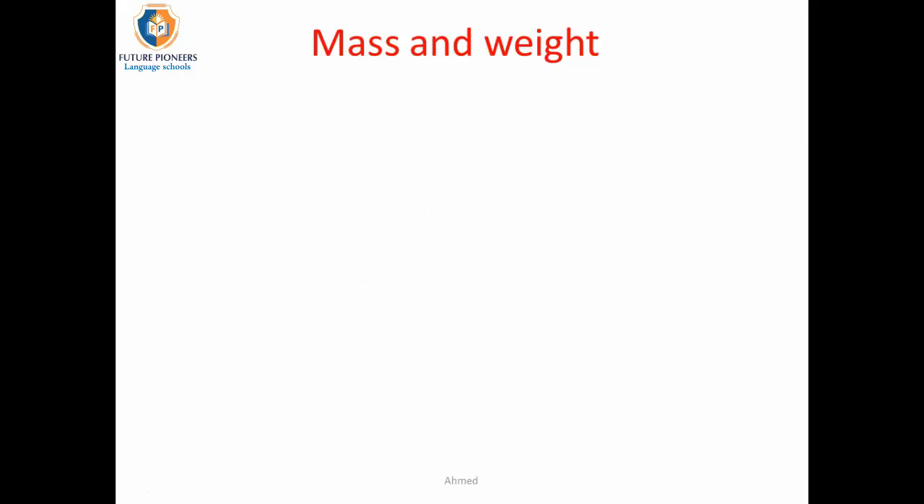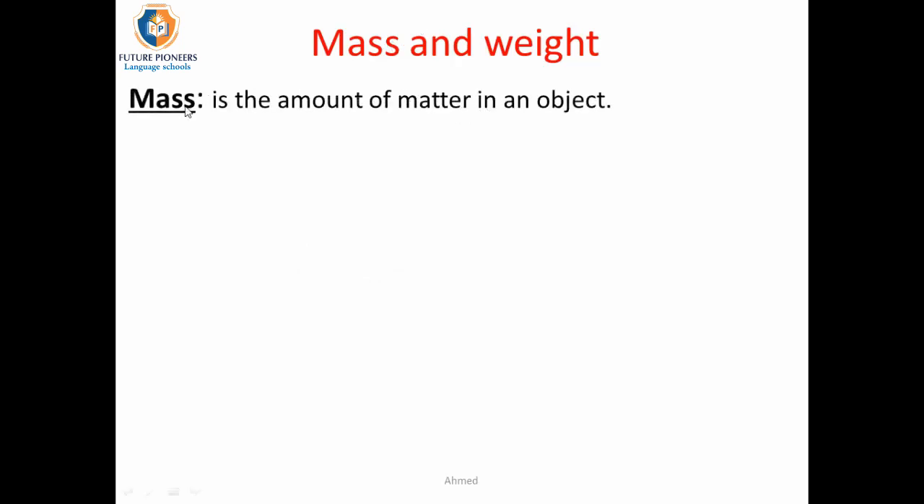Today we are going to talk about mass and weight. But first, let's remember what is meant by mass. Mass is the amount of matter in an object, or the amount of matter that an object contains.